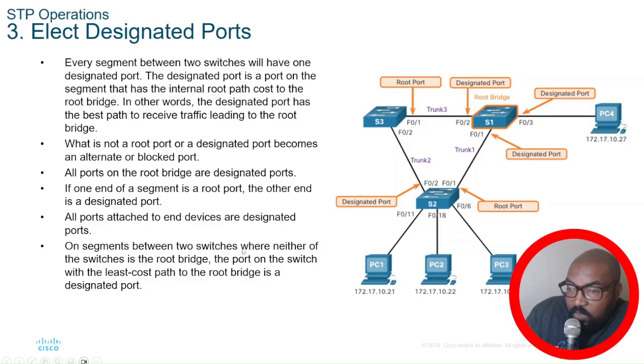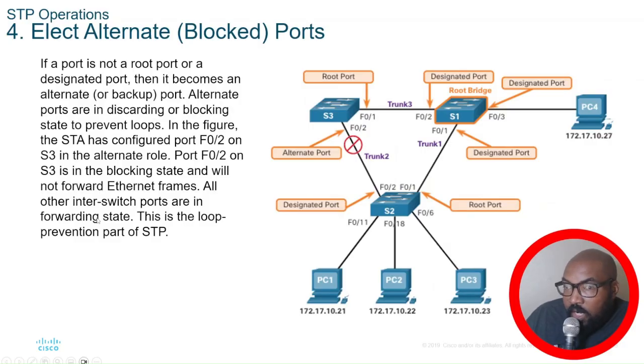On segments between switches where neither of the switches is the root bridge, the port of the switch with the least cost path to the root bridge is a designated port. All right, so let's look at the alternate ports. If a port is not a root port or a designated port, then it becomes an alternate.